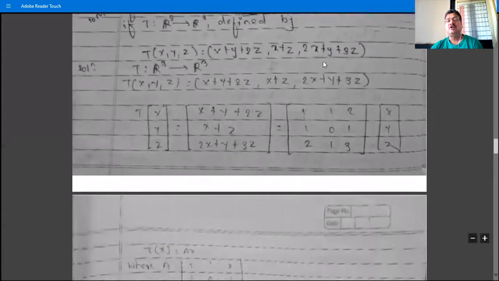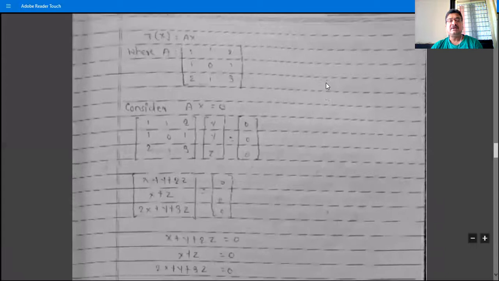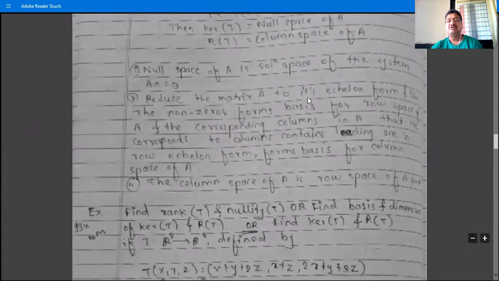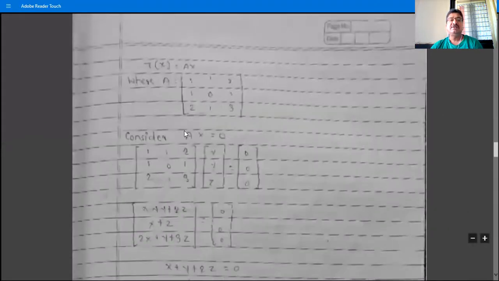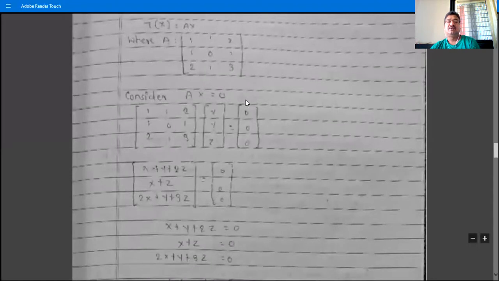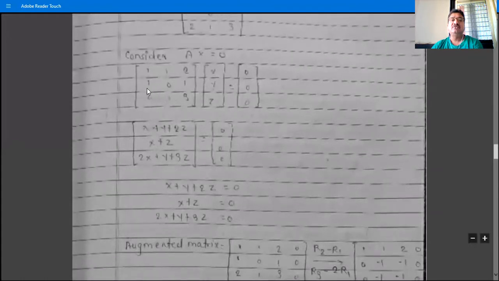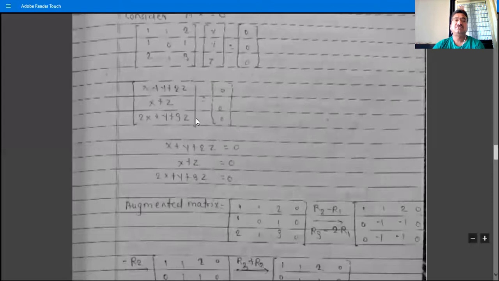So what is the kernel of T? The kernel of T is the null space of A, and the null space of A is the solution space of the system Ax = 0. So consider the system Ax = 0. Now we will find the solution of this system. What is A? A is 1 1 2, 1 0 1, and 2 1 3. X means (x,y,z), equal to 0, that is, the column matrix 0 0 0.